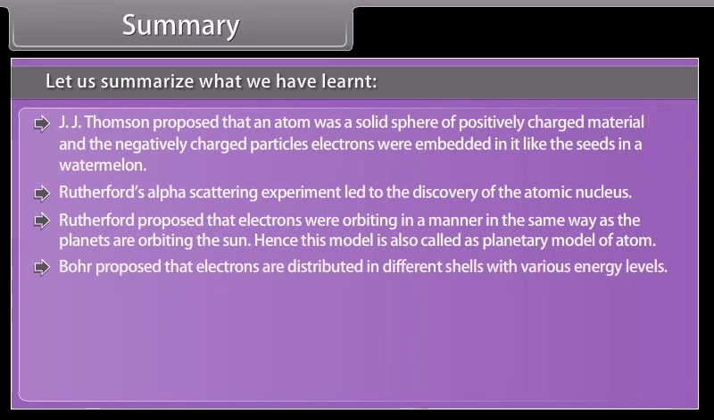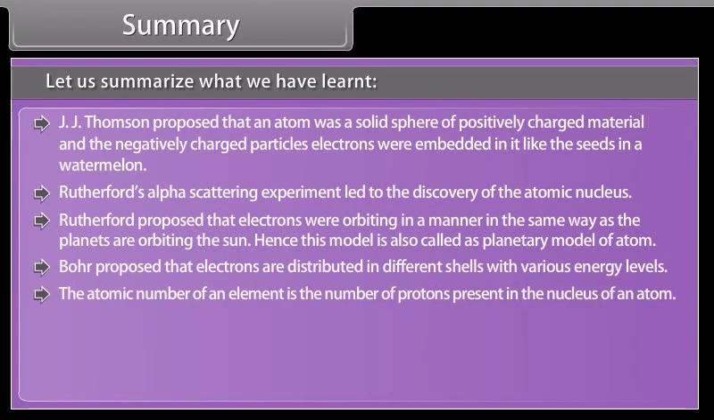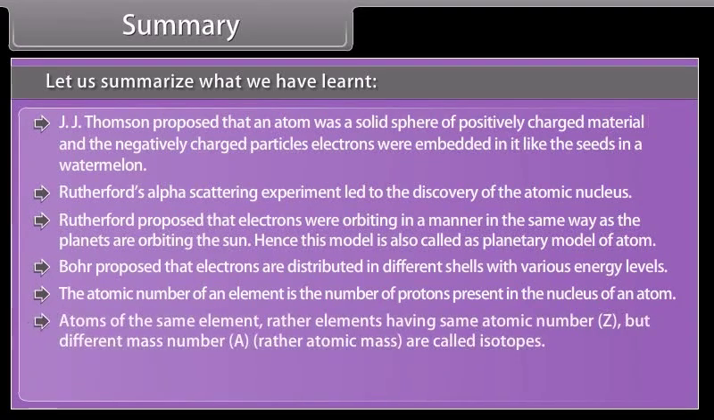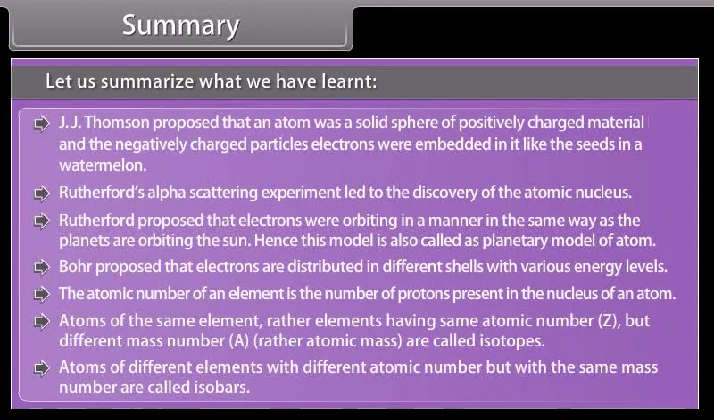Bohr proposed that electrons are distributed in different shells with various energy levels. The atomic number of an element is the number of protons present in the nucleus of an atom. Atoms of the same element, or rather elements having the same atomic number Z but different mass number A, are called isotopes. Atoms of different elements with different atomic number but with the same mass number are called isobars.